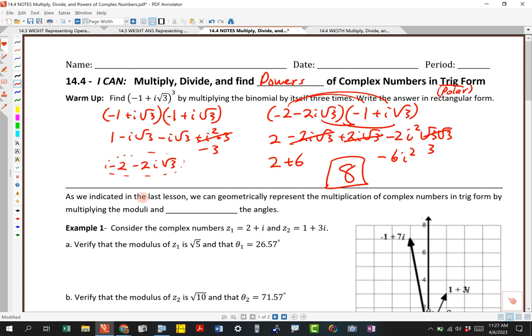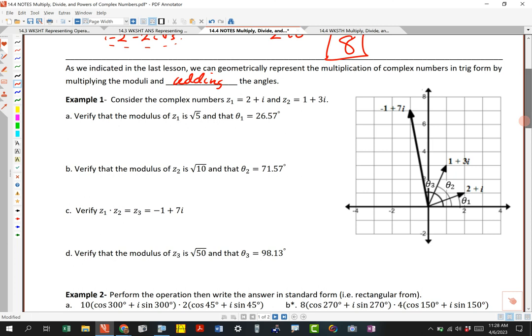So here's what we talked about in the last lesson. Geometrically, we can represent multiplication of complex numbers in trig form by multiplying the moduli and adding the angles. Okay, Zach, if we're going to be using angles, what do we need to do in our calculator? Turn it to degree. Make sure it's in degree mode, okay? So this is similar to one that we did yesterday. So I've got a diagram here that shows what's going on. So let me talk about the diagram really quickly, and then we'll run through and do the problem.